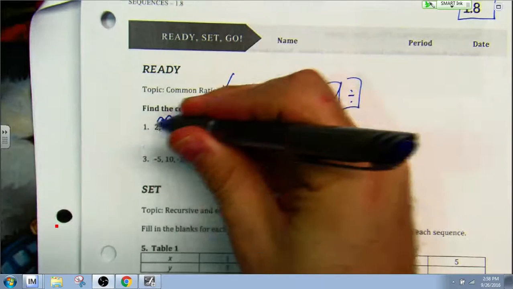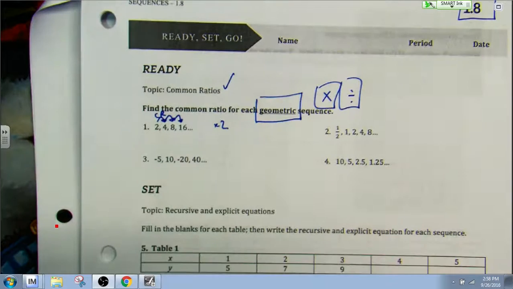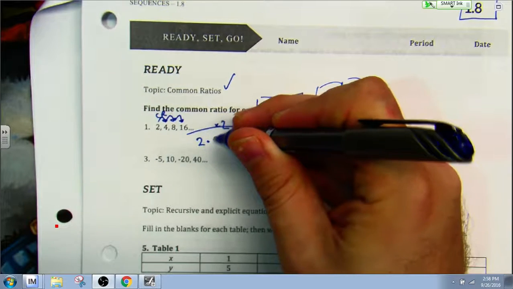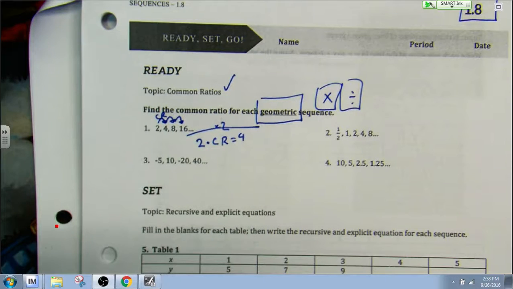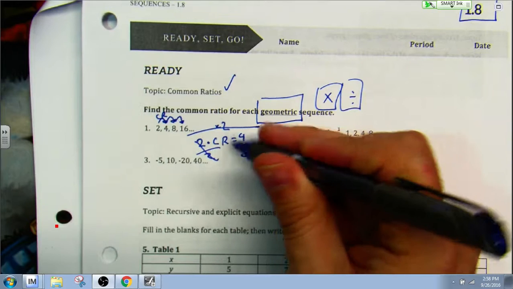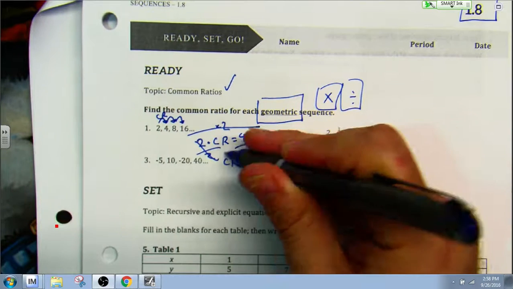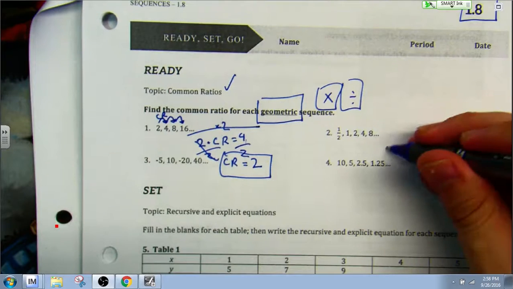So what we can see here is we know that 2 times our common ratio will equal 4. So what we can do is set up a little equation. I can say that 2 times my common ratio is going to equal 4. And from that I can figure out what my common ratio is. I can divide by 2, so that common ratio equals 4 divided by 2, which is 2.